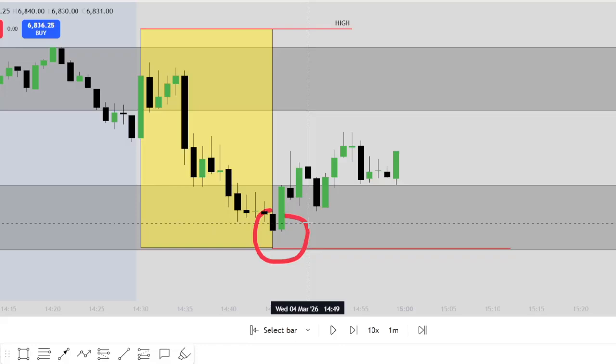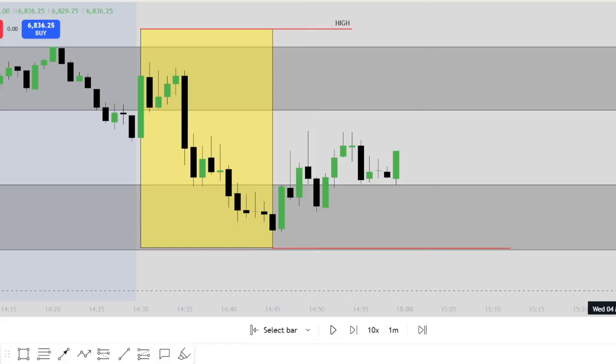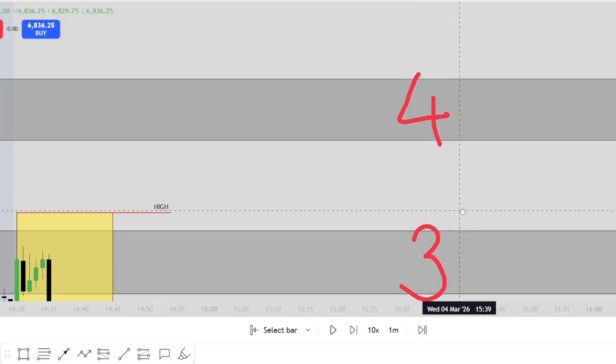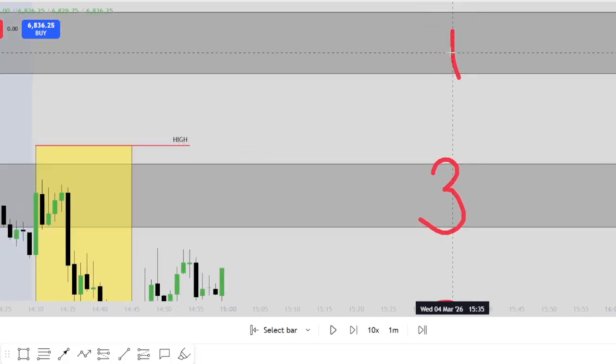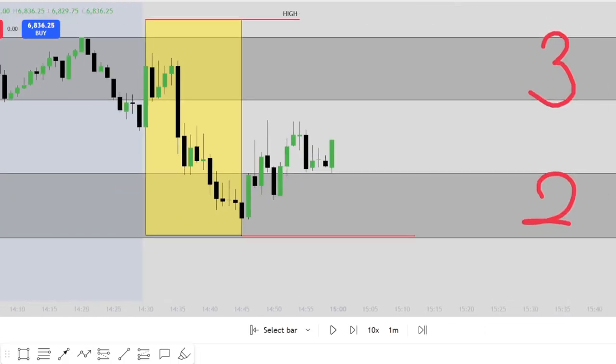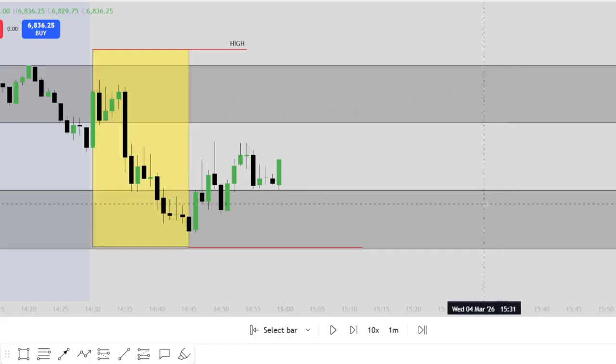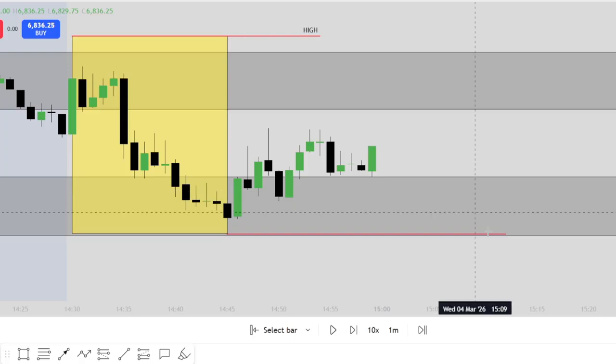Once you understand that, you want to start reading price action inside of these levels. These levels are very important, 2, 3, and then eventually 4. But as you can see in this case, market opens between 2 and 3. So we're only interested in 2 to 3 levels per day, and then 3 maybe up to 4. Let's break this down.